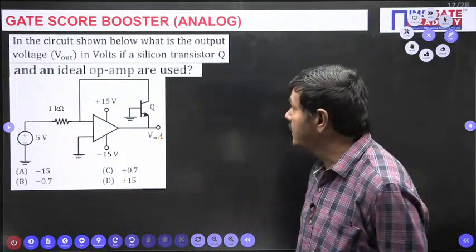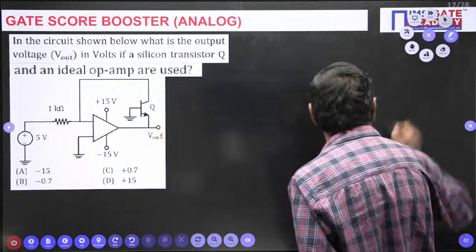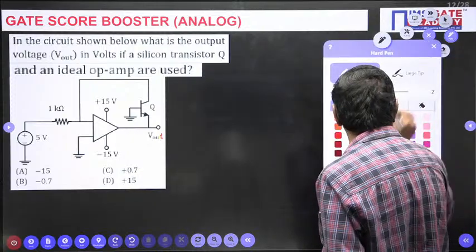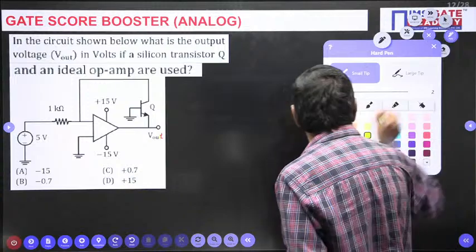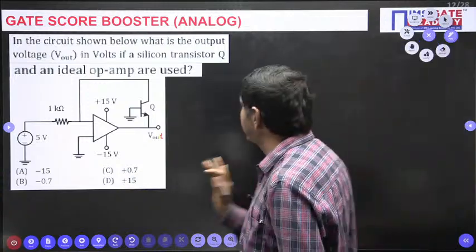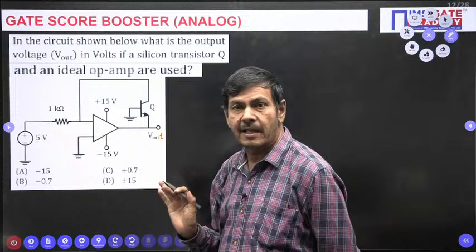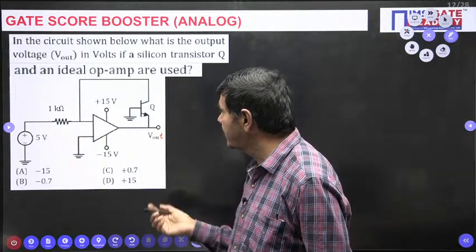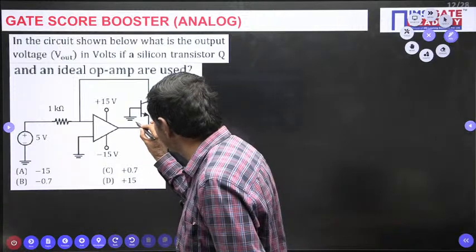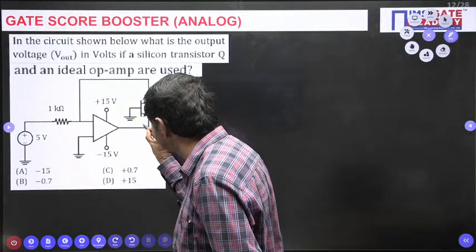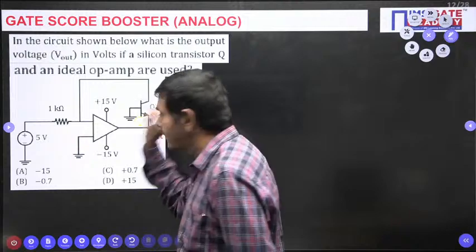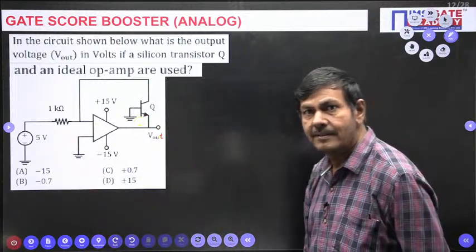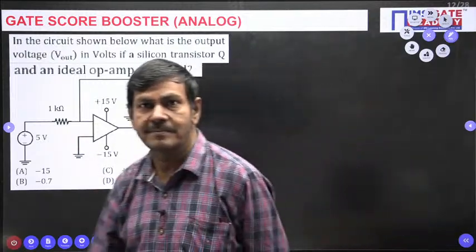But how can we do this question? It's a very simple question. I said how we are going to do this, you watch. I wish to apply the KVL here. KVL I will apply. How is the KVL applied to find V out? I will apply this KVL like this. That's all, enough. That way we can do.